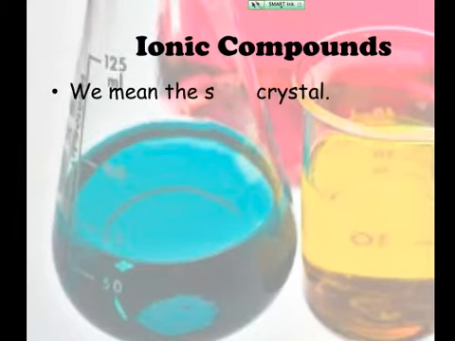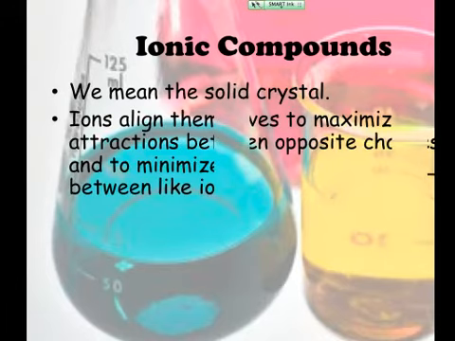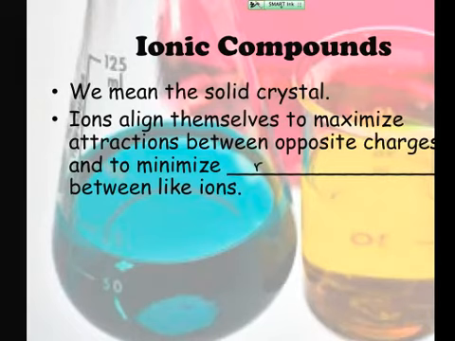When we're looking at an ionic compound, we are mainly talking about a solid crystal. Ionic compounds tend to have really high melting points and distinct melting points. Covalent compounds melt over a range of temperatures, but ionic compounds have a melting point that's measurable. The ions then align themselves to maximize attractions between opposite charges and minimize the repulsion between ions with the same charge. So again, we have Coulomb's law popping its head in, right? Good old physics. Gotta love it.